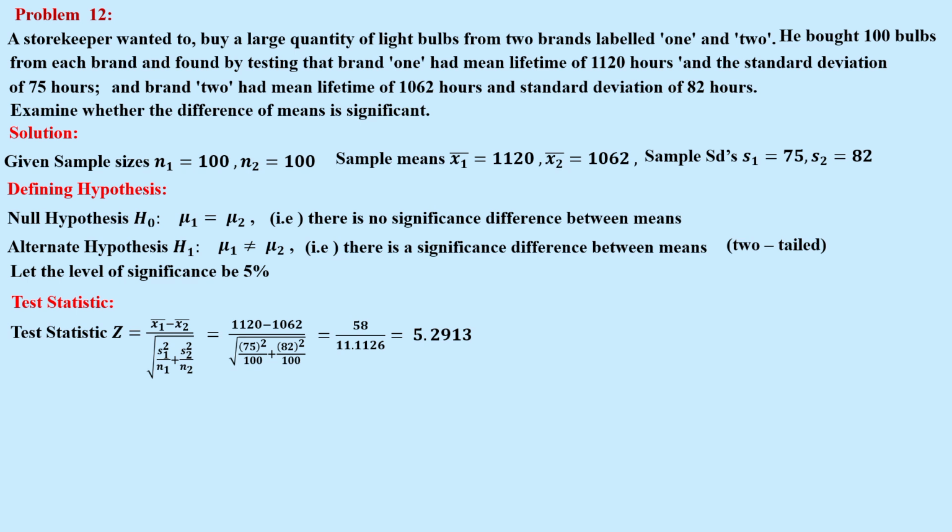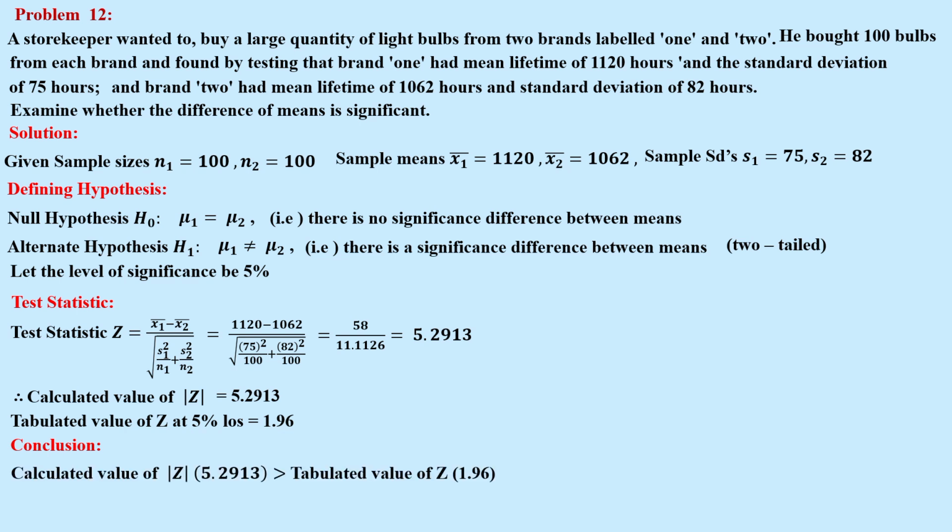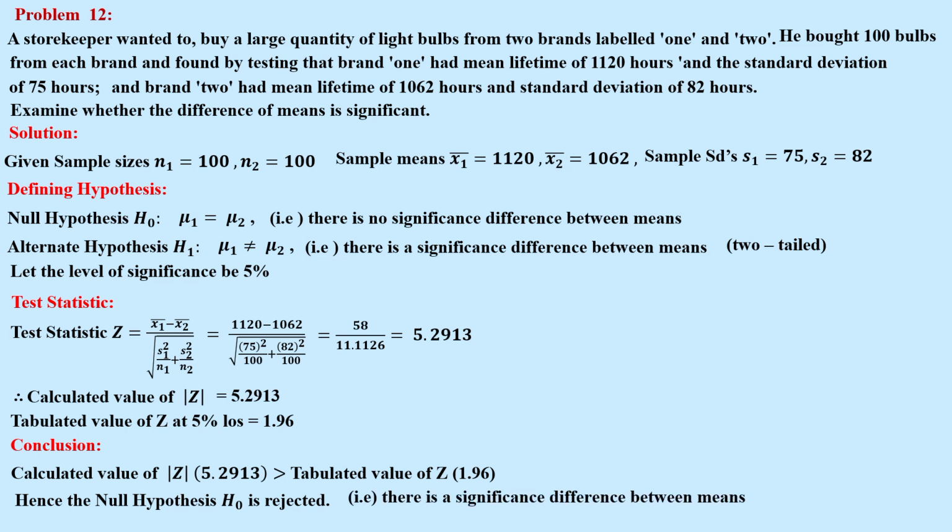At 5% level the tabulated value we know is 1.96. Comparing these two, the calculated value 5.2913 is greater than the tabulated value. Therefore H0 is rejected. So there is a significant difference between the means. So the first set and second set differ in the lifetime.